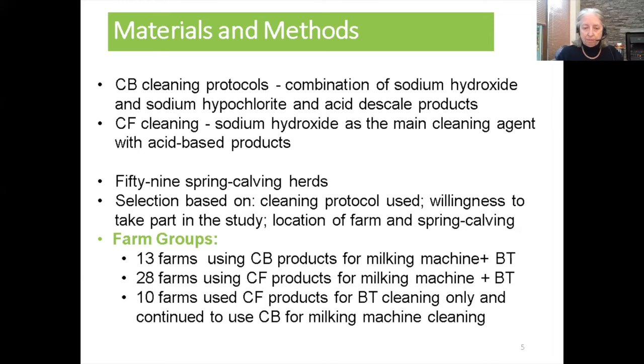the willingness to take part in the study, the location of the farm, and the fact that they had a spring calving herd. So we had 3 groups. In the first group, we had 13 farms using chlorine-based products for the milking machine and the bulk tank. In the second group, we had 28 farms using chlorine-free products for the milking machine and the bulk tank. And finally, we had 10 farms using chlorine-free products for the bulk tank cleaning only. These farms continued to use the chlorine-based products for the milking machine cleaning.